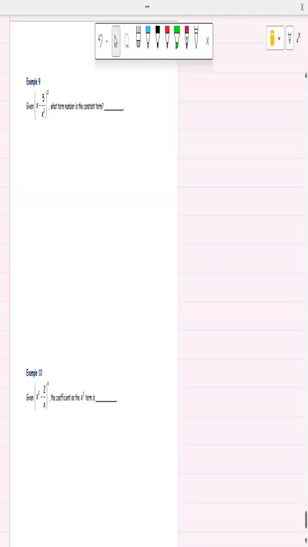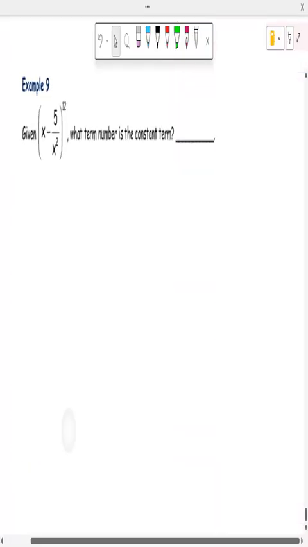All right, so here, this one we talked about yesterday. It says given x minus 5 over x squared, all to the exponent of 12. What term number is the constant term? So again, the constant term, we're so used to having it at the end, right? But can everybody see that this one will not have it at the 13th term, because there's an x on the top and there's an x on the bottom. So somehow they have to get closer and closer so they divide out. So that constant term has to be somewhere in the middle.